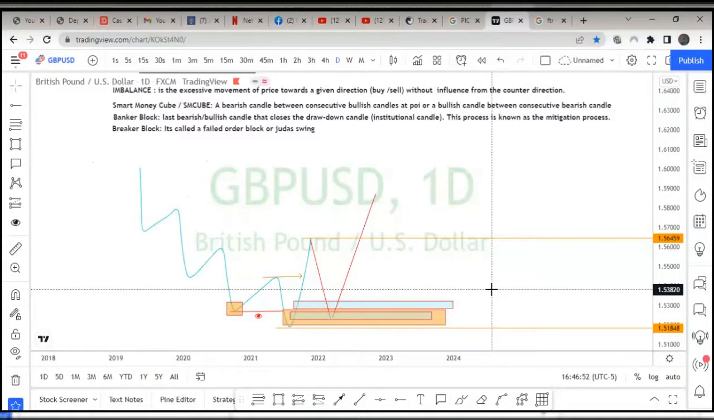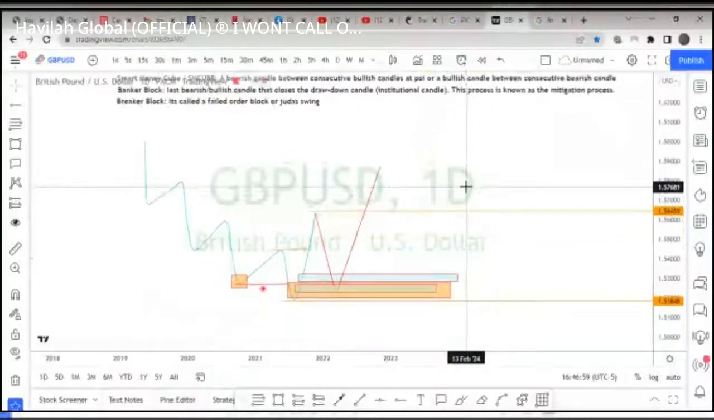Why are we even talking about this now? We're talking about smart money, please. Smart money, please.